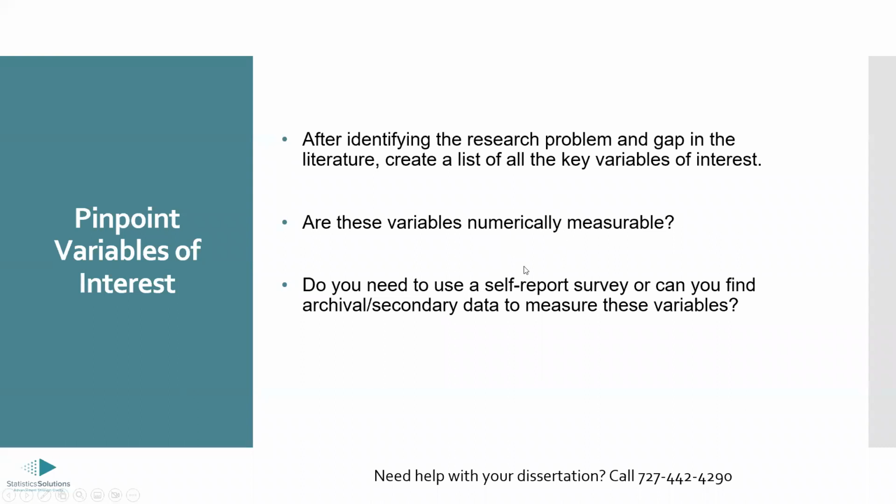Then you need to identify if you're using a survey, a self-report survey, or are you using archival secondary data. Self-report surveys are usually Likert scale responses, strongly agree to strongly disagree, that sort of thing. Not always, but many times. And then archival data is usually data that already exists on a database, hospital records, census data, things like that.